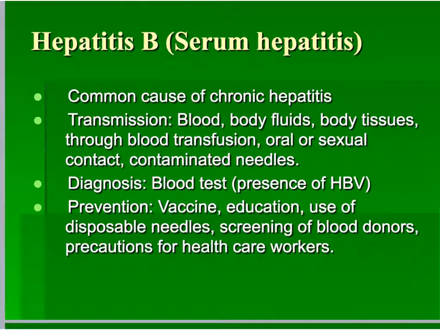In terms of hepatitis B, this is called serum hepatitis, and is the most common cause of chronic hepatitis. So here, the transmission is by blood and body fluids, body tissues, through blood transfusion, oral sexual contact, contaminated needles. So you take a blood test, you have a contaminated needle, or you get contaminated blood, or you're in contact with contaminated blood, you may develop hepatitis B.